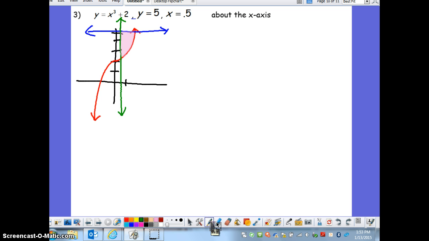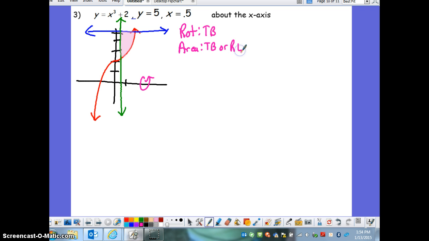All right, now I need to determine what I'm rotating around, and it says about the x-axis. So I'm going to rotate around the x-axis, that's this right here. Our rotation, therefore, is going to be a top-bottom. The area here I could do either as a top-bottom or as a right-left. So if I look at this as a problem that matches up the top-bottom, that means I'm going to use the first method. So I'm actually going to show both for this one.